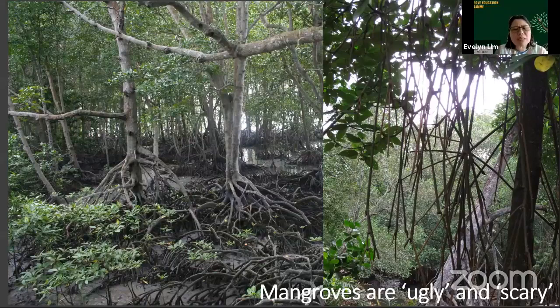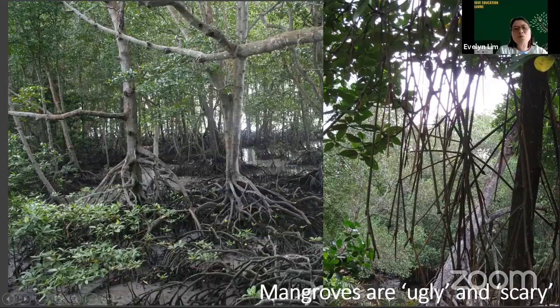So they depend on something else. That's where they actually adapt themselves to have lenticels on these roots so that they can breathe, as well as having these aerial roots that come down from the tree branches and tree top. So these roots are so important, and are a way of them adapting to living in the mud and also in the water.